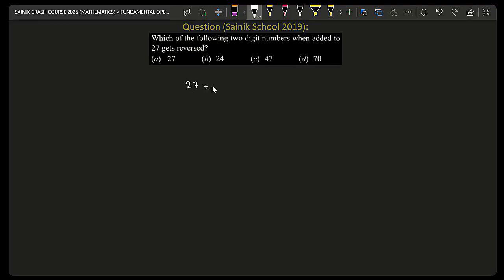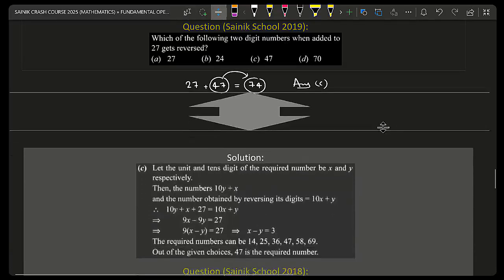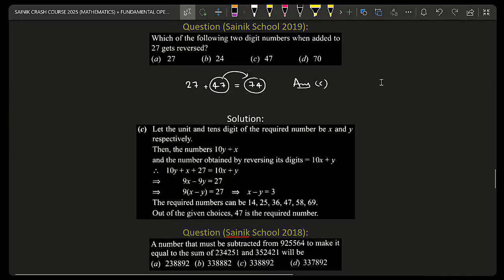Check each option. We got option C. That is 27 plus 47. We are going to get 74. Now, by adding 27 and 47, the digits got reversed to 74. So option C. Very simple, right? Yes, sir. Okay, Arush, you can mute yourself. Everybody copy this. And even you can try the next question after you copy this.